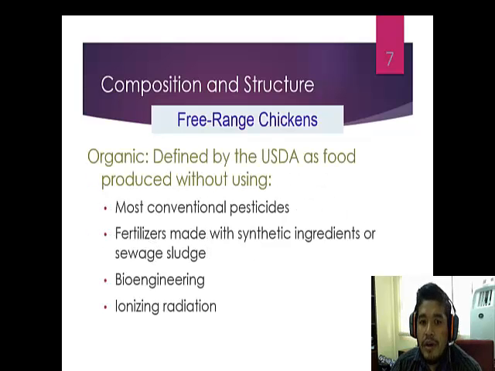All right, organic is defined by the USDA as food produced without using most conventional pesticides, fertilizers, synthetic ingredients, sewage sludge, bioengineering, and ionizing radiation. So this is what free range is all about, because they try to go as natural as they can, and it has become a trend in food service to go for organic, to go for something that is back to nature without interference of any chemicals or pesticides at all.